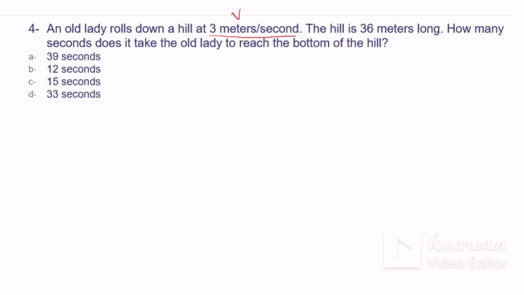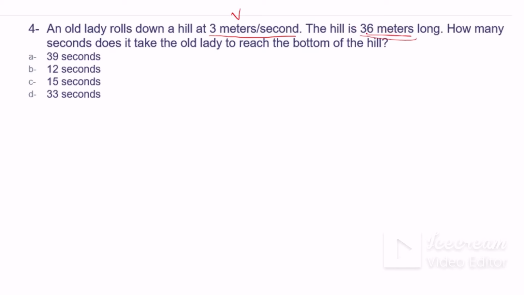Now 3 meters per second. Someone might not understand what that is, because he doesn't tell me whether it is the speed or velocity. You can know from the unit, my friend. Meters per second, of course, it will be the velocity. Now the hill is 36 meters long. He doesn't tell you whether that is the distance or displacement, but in meters, it is one of them.